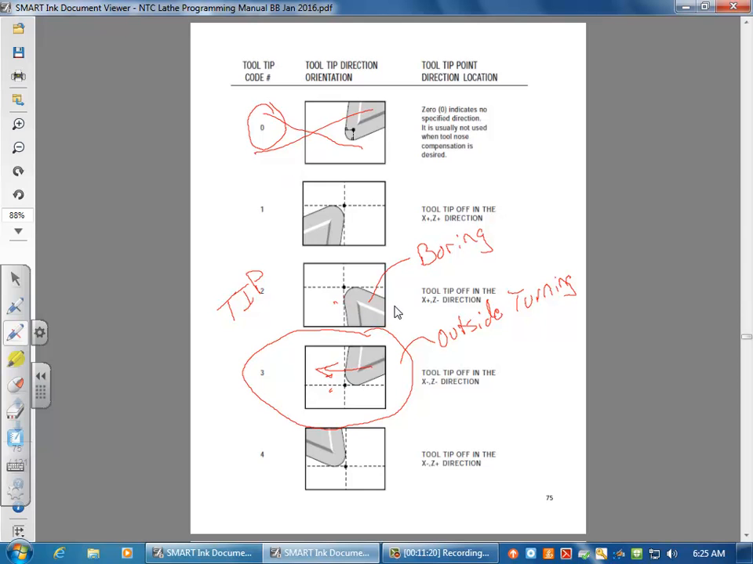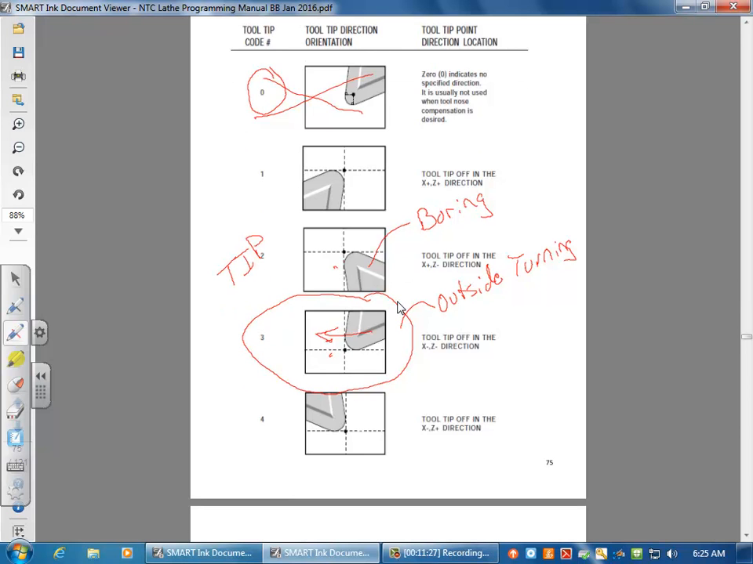So along with your tool nose radius that you have to punch in, whether it be a 15 or a 31 thousandth tool nose radius, that's something you got to remember to do when you do your setup. So that's your cutter comp.